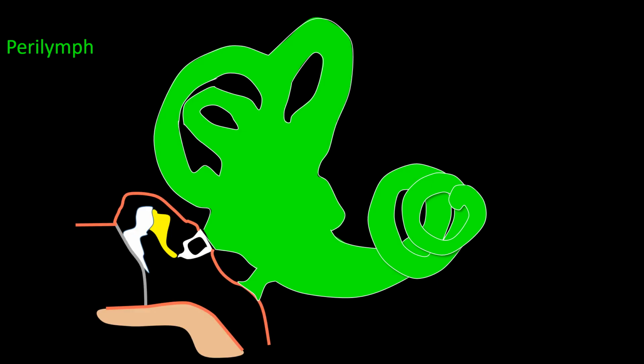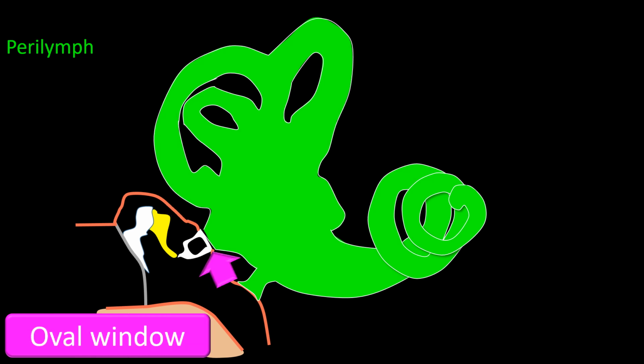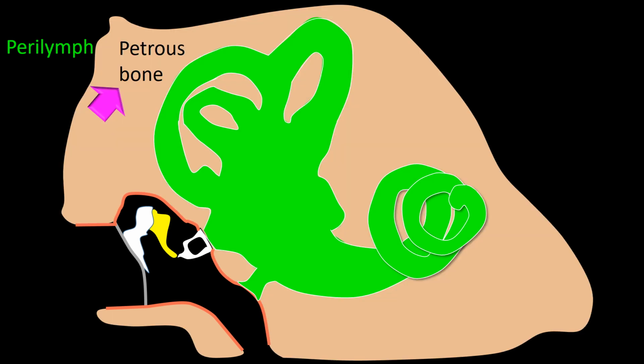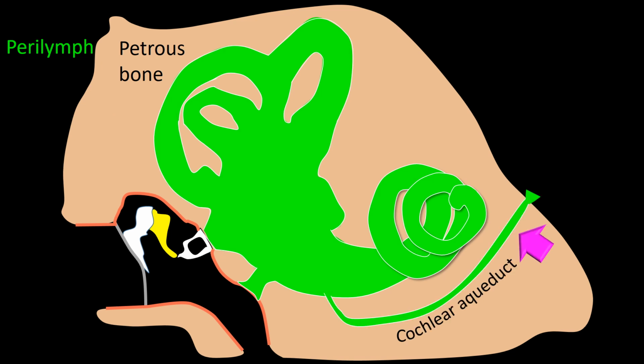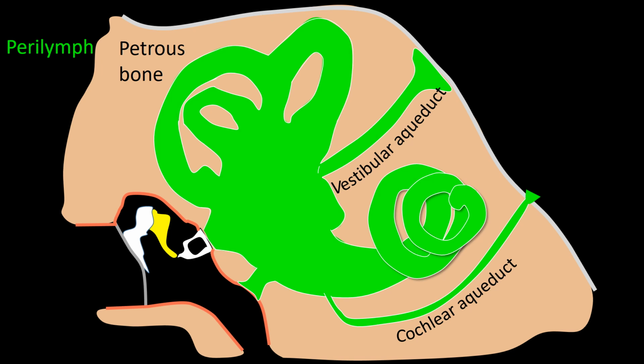Here I have introduced the middle ear, the tympanic membrane, the malleus, the incus, the stapes, the membrane that constitutes the seal of the oval window, and the membrane that constitutes the seal of the round window. I am now indicating the Eustachian tube. I have now added the petrous bone, the cochlear aqueduct, and the vestibular aqueduct. The gray line I have just added represents the dura. Notice that the cochlear aqueduct goes through it, but not the vestibular aqueduct.